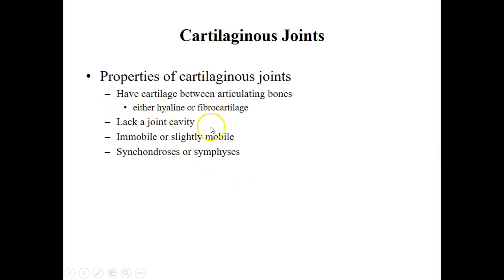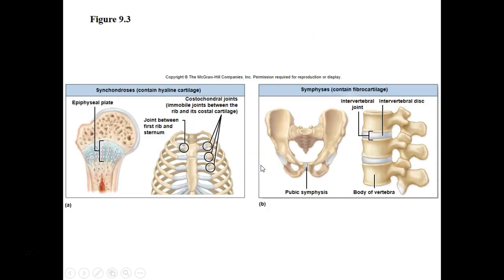Cartilaginous joints also have no joint cavity. They can be synarthroses or amphiarthroses, so immobile or slightly mobile. The different types of joints are associated with different types of cartilage. So any immobile joints are known as synchondroses, and they're composed of hyaline cartilage. Any slightly mobile joint is called a symphysis, and it's composed of fibrocartilage.